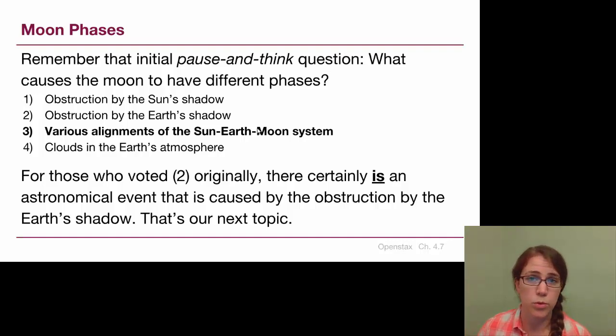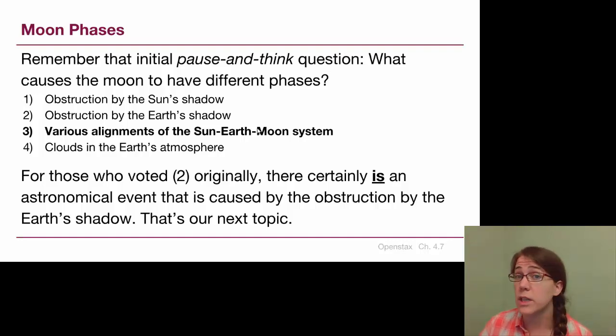So same here with the moon phases. There's a lot of complexity and depth to what we mean by various alignments and what that actually looks like and how we can make predictions of what we should see 2 days from now, 8 days from now, 20 days from now.